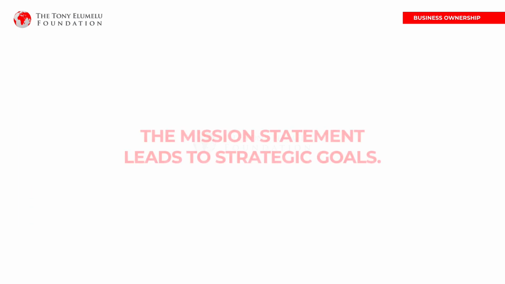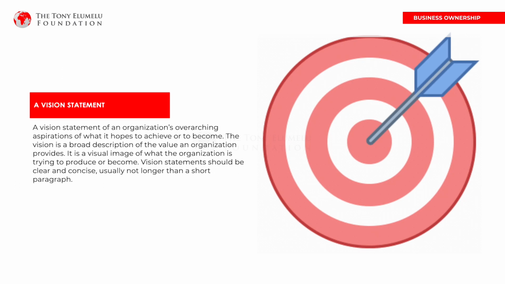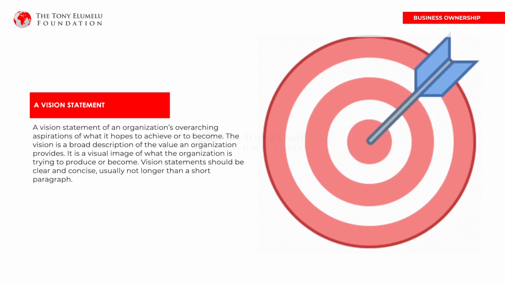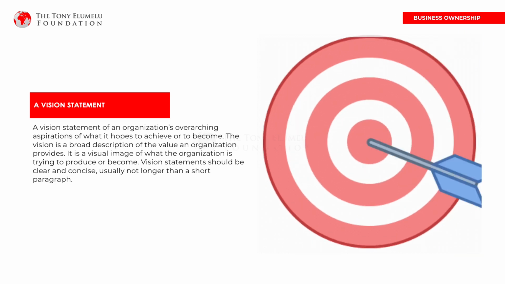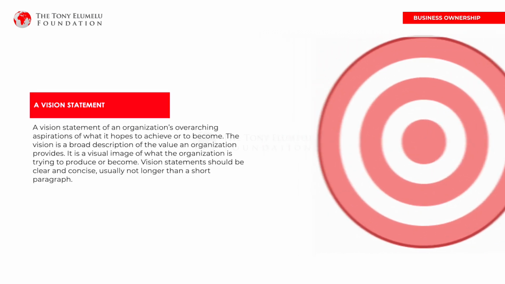The mission statement leads to strategic goals. A vision statement is an organization's overarching aspirations of what it hopes to achieve or to become. The vision is a broad description of the value an organization provides. It is a visual image of what the organization is trying to produce or become. Vision statements should be clear and concise, usually not longer than a short paragraph.